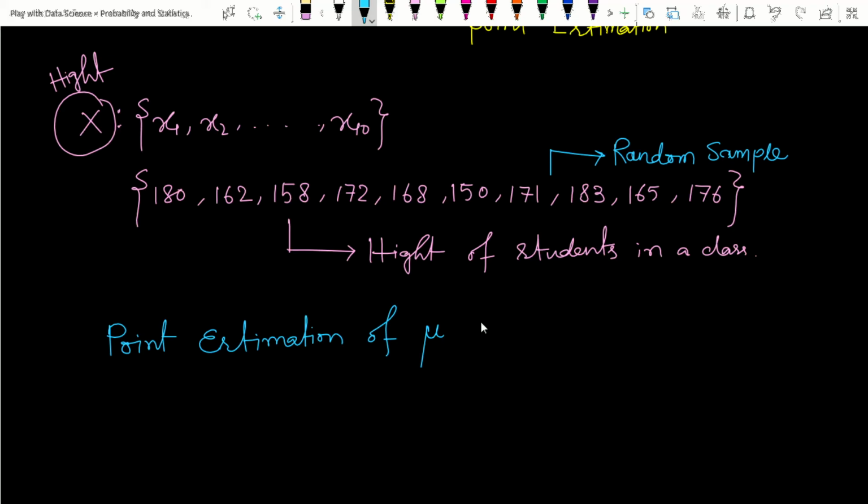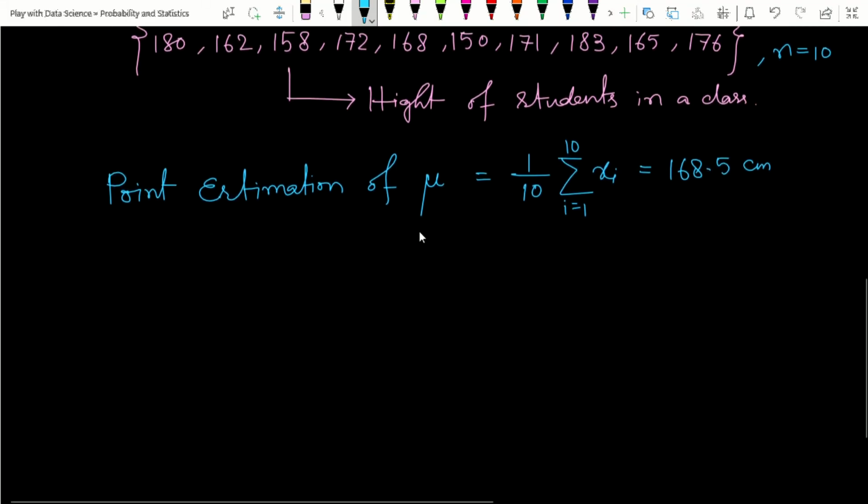Now it will be what? How many points do we have? Here n is equal to 10. So this will be 1 by 10 summed over i equals 1 to 10, summed over all xi. Before making this video, I calculated this value on my own calculator. I got 168.5 centimeter. Just do your own calculations and I think you will get this. Okay, so this is the point estimation of mu.